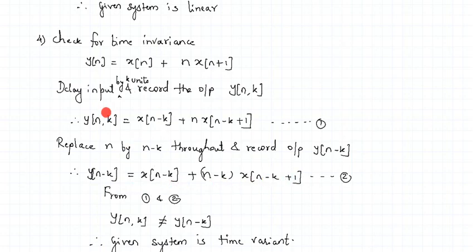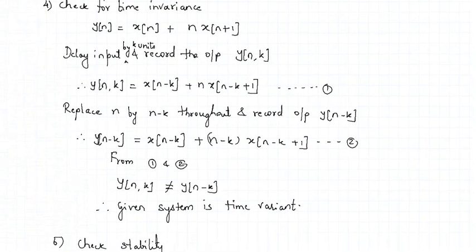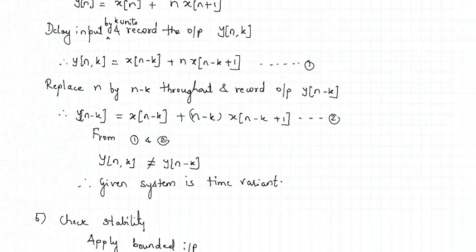In the first step we delayed the input. In the second step, when we are replacing n by n minus k, it is as if we are delaying the output. So this is the output obtained by delaying the input, and this is the output obtained by delaying the output. We observe that both these outputs are different. So the output generated by delaying the input signal and the output generated by delaying the output signal are different, and hence the system is changing with respect to time.